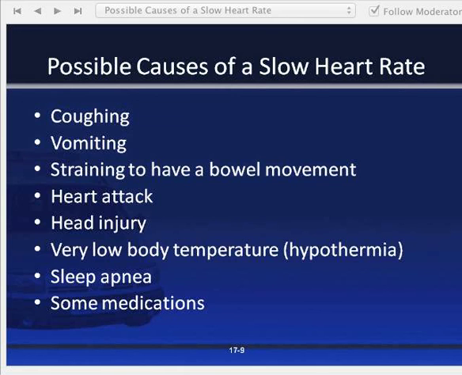Possible causes of slow heart rate include coughing, vomiting, straining to have a bowel movement, heart attacks, head injuries, very low body temperature, hypothermia, sleep apnea, or some medications. The coughing, vomiting, and straining to have a bowel movement may stimulate a vasovagal response, which is one means to drop a blood pressure. Other considerations, like it says, some medications, particularly beta blockers. If you look at a patient's medications and it ends in -lol, it would be safe to assume that that is a beta blocker and the heart rate may be low.